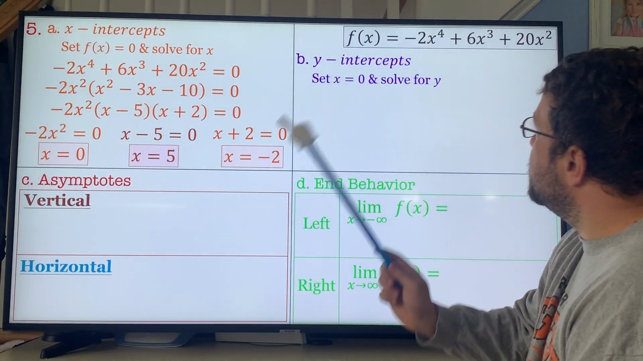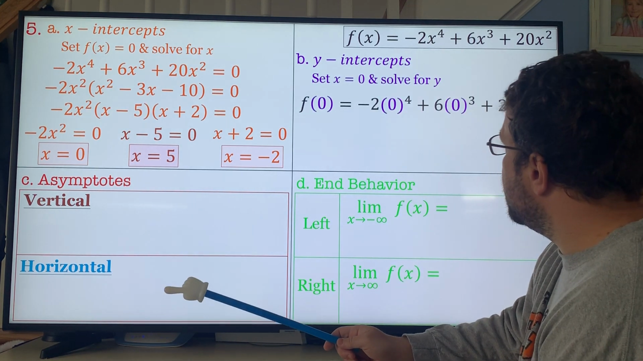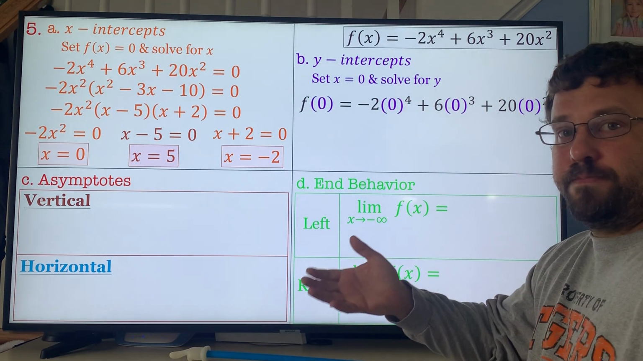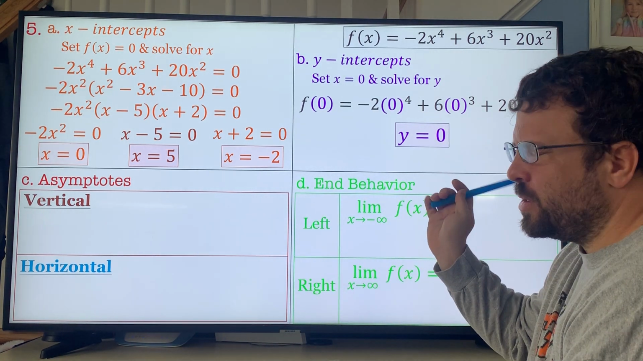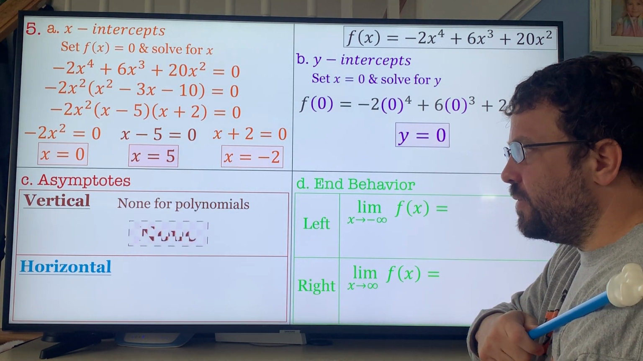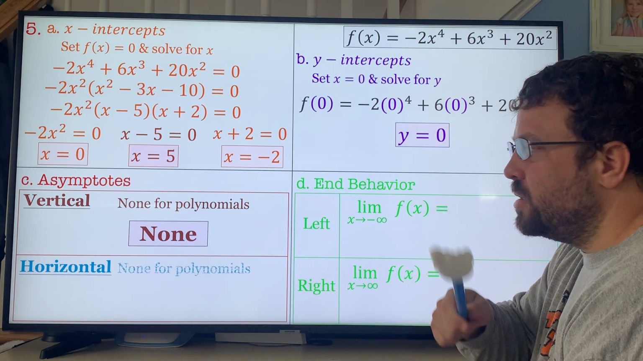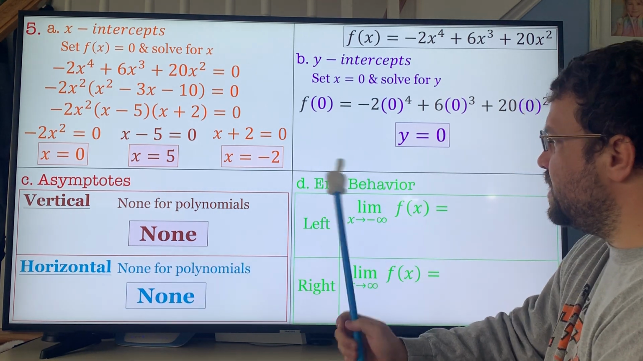Y-intercepts. You set all the x's equal to 0. 0, 0, and 0 equal 0. Vertical asymptotes. Polynomials. So there are none for polynomials. Horizontal. None for polynomials. So that's pretty easy. This is an easy problem, isn't it?